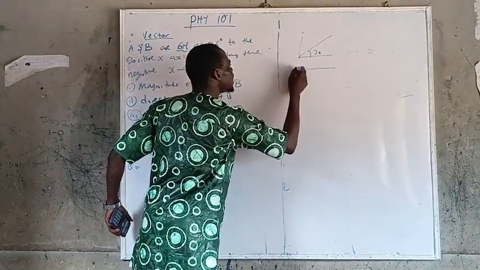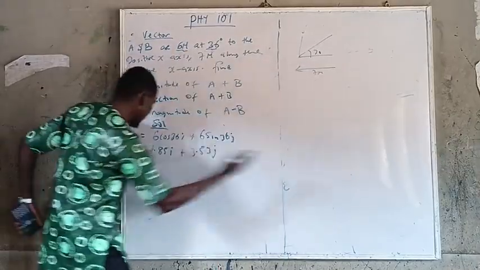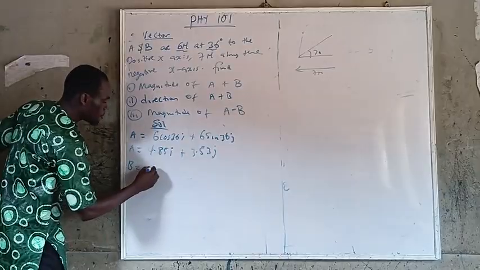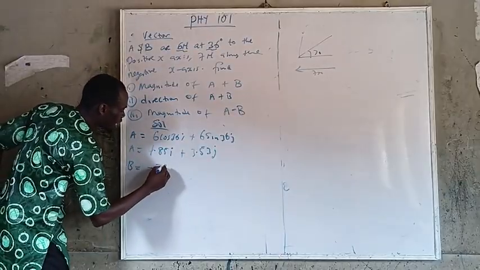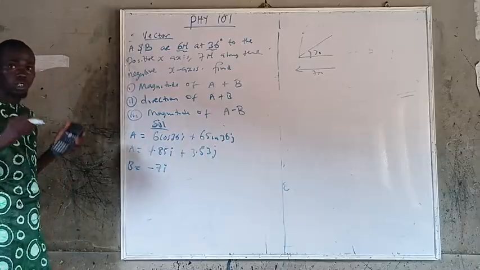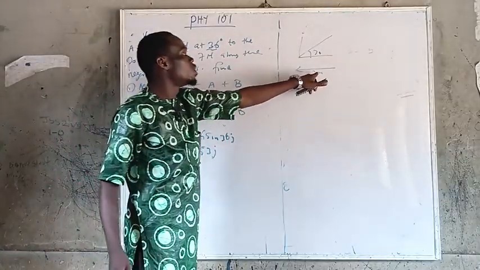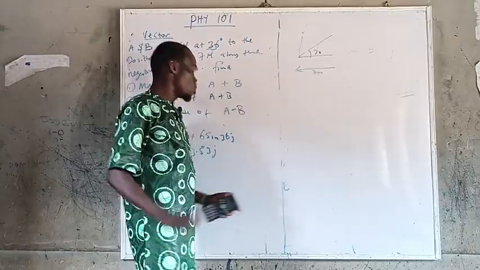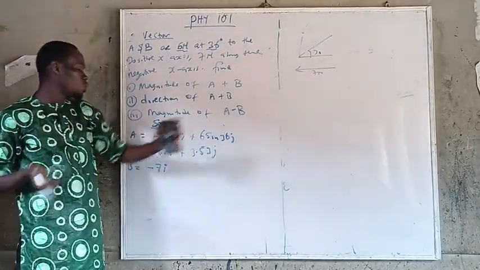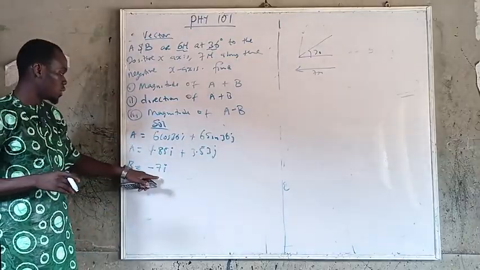Then for B, they say 7 Newton along the negative x-axis. 7 Newton, it is directly to the negative side of x. Say minus 7i, no j component, because already the angle to the horizontal is 0, cos 0 is 1, sine 0 is 0. So if you use that concept, we still arrive at this point.